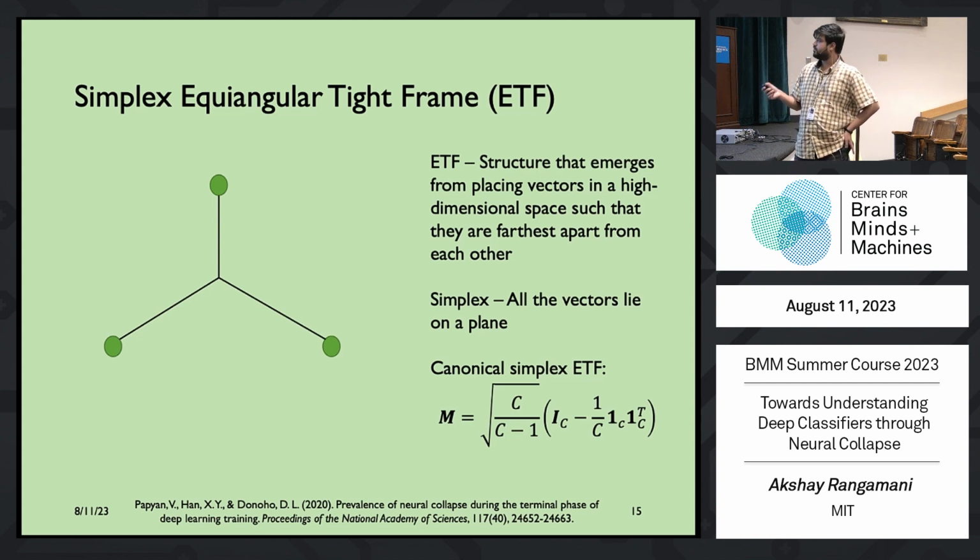These are also all normalized, so they all have unit norms. So this is the farthest apart they can be. It leaves a simplex invariant. So this is a canonical simplex ETF.